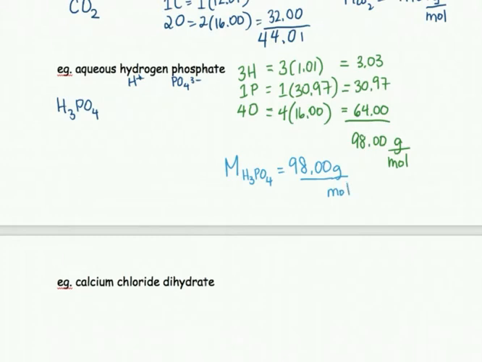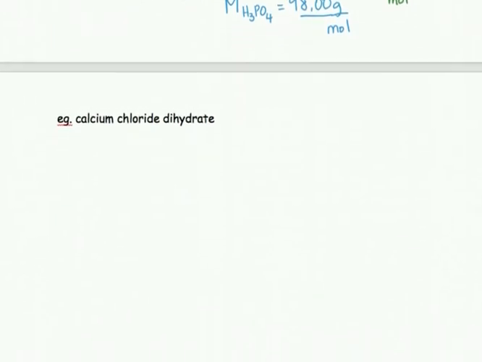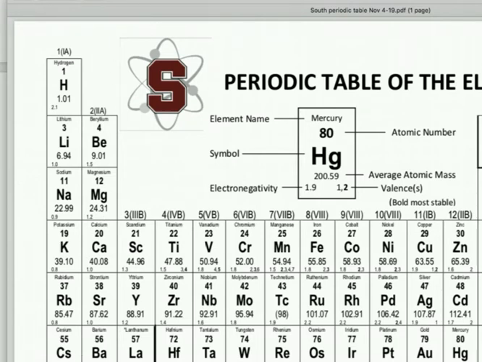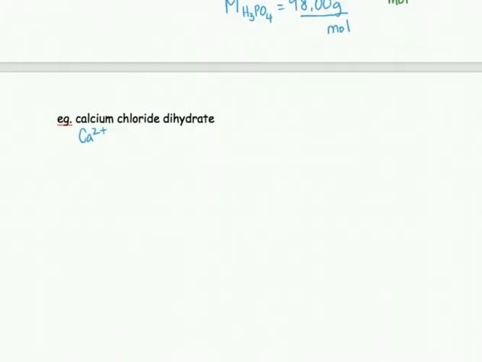All right, let's move on to calcium chloride dihydrate. Again, here's help with nomenclature. Calcium is in the second column, so it always has a 2+ charge. Chlorine is always a -1. Dihydrate, hydrate, that's when it has those water molecules. Di means 2. So let's put it together. Our formula is calcium chloride dot dihydrate. All right, let's go through and calculate the molar mass.